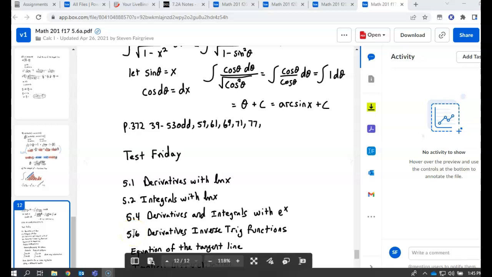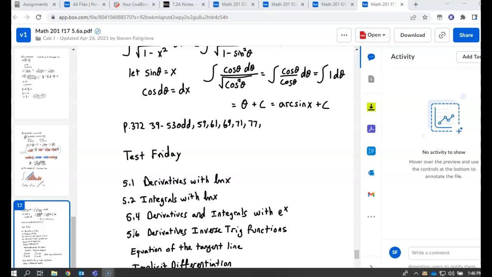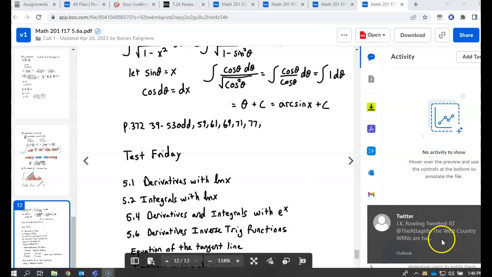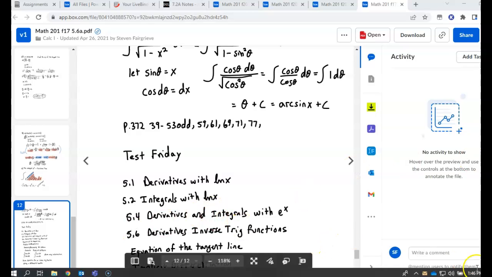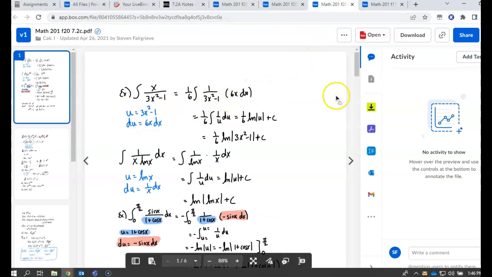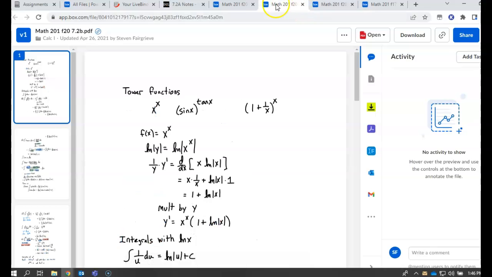All right, so now we move on to our final test here, test 5, dealing with these log and exponential functions and our inverse trig functions. So first we talked about the log function. We talked about derivatives with the log function.